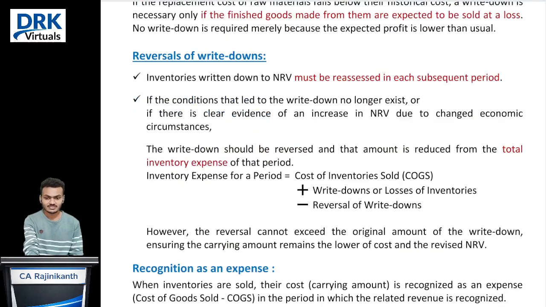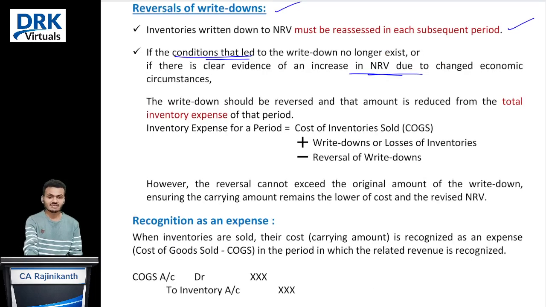And next one is reversal of write-down. Whatever inventories we have written down to NRV should be reassessed in each subsequent period. On such reassessment, if we notice that the conditions that led to the write-down in the previous year no longer exist or our NRV has increased, in that case we should reverse. That reversal should not exceed our previous write-down. That is what the standard is saying. Clear what I am saying? Our reversal should not exceed the previous write-down. And after such reversal, our carrying amount of inventory should be cost or NRV, whichever is lower. That is what the standard is saying.